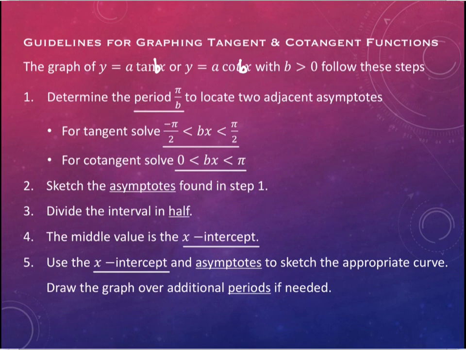I'm so sorry. So if you have y equals a tangent bx, or y equals a cotangent bx, where b is greater than 0, you can determine the period by dividing pi by b.